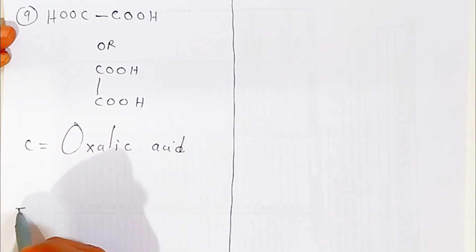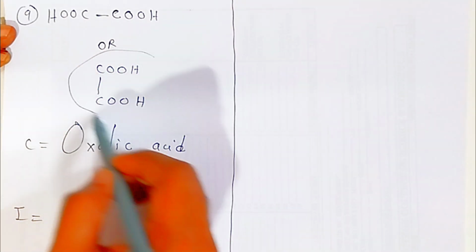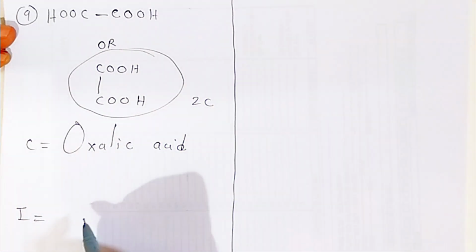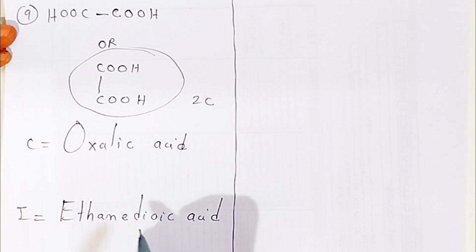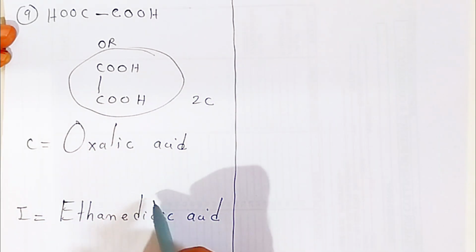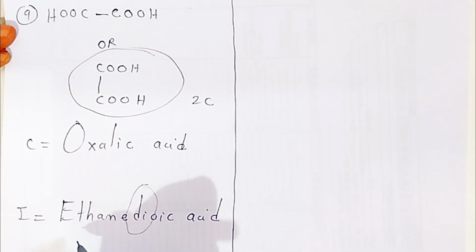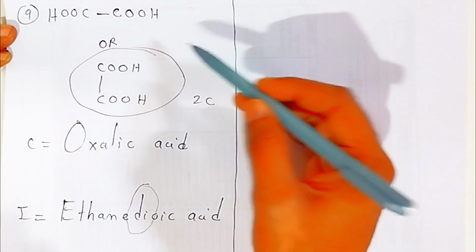Now students, what will be the IUPAC name? Since this acid contains 2 carbon, we call it ethanedioic acid. Since it contains 2 carboxylic groups, we have to use dioic acid. So ethanedioic acid will be the name of this molecule, students.